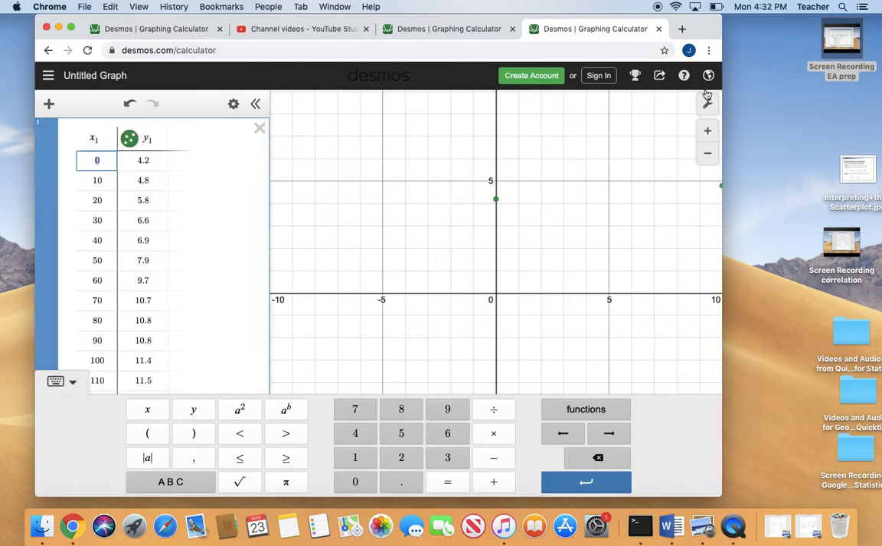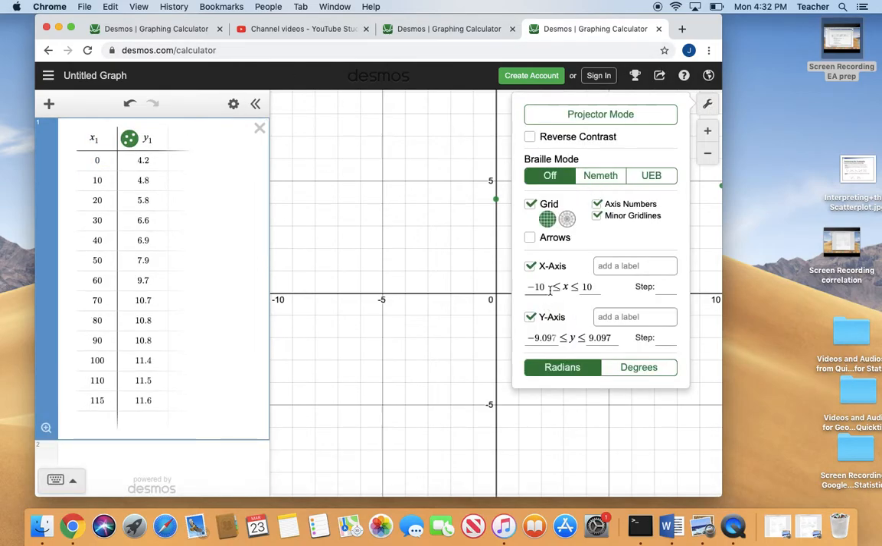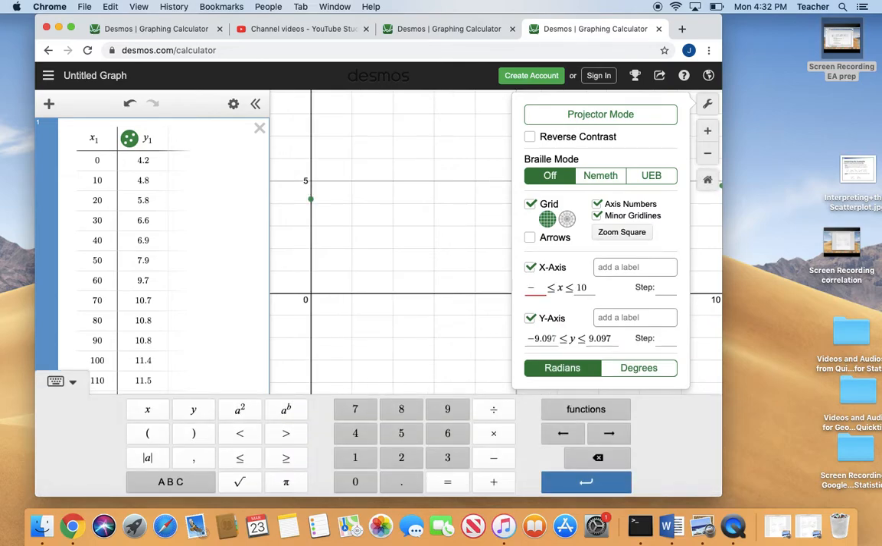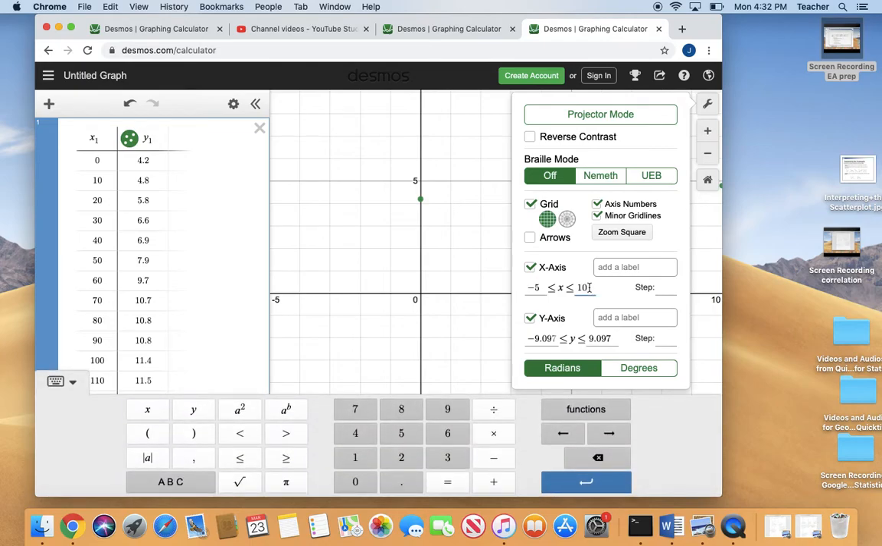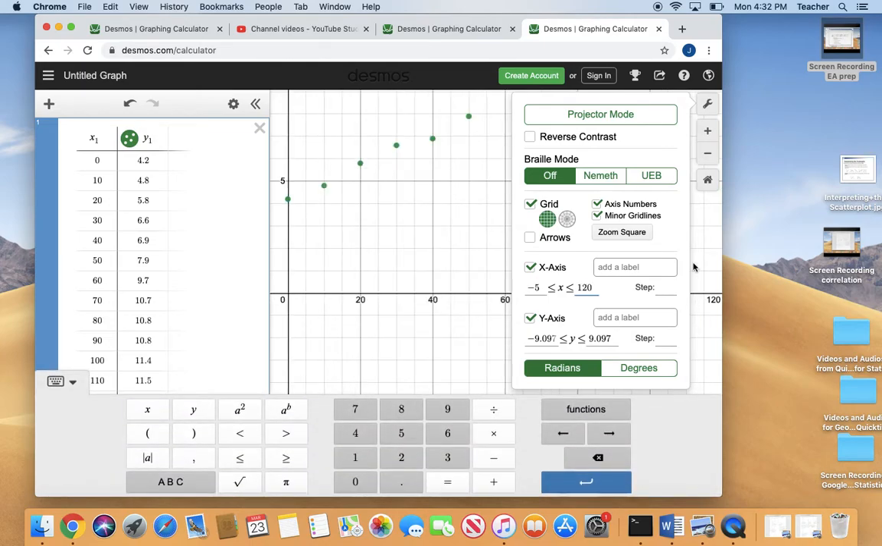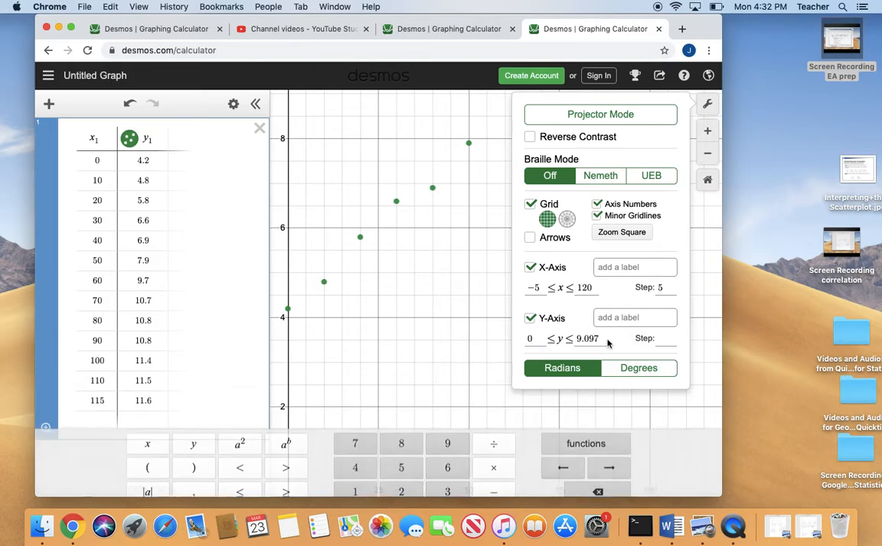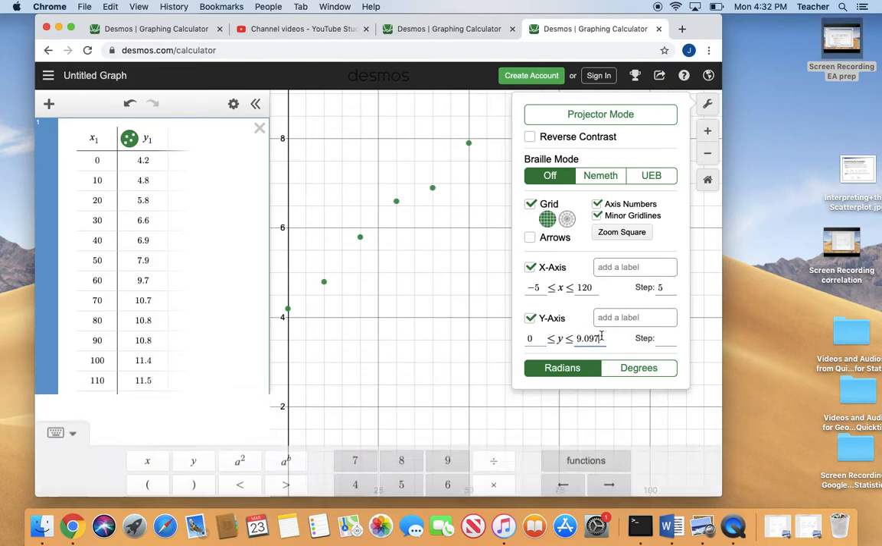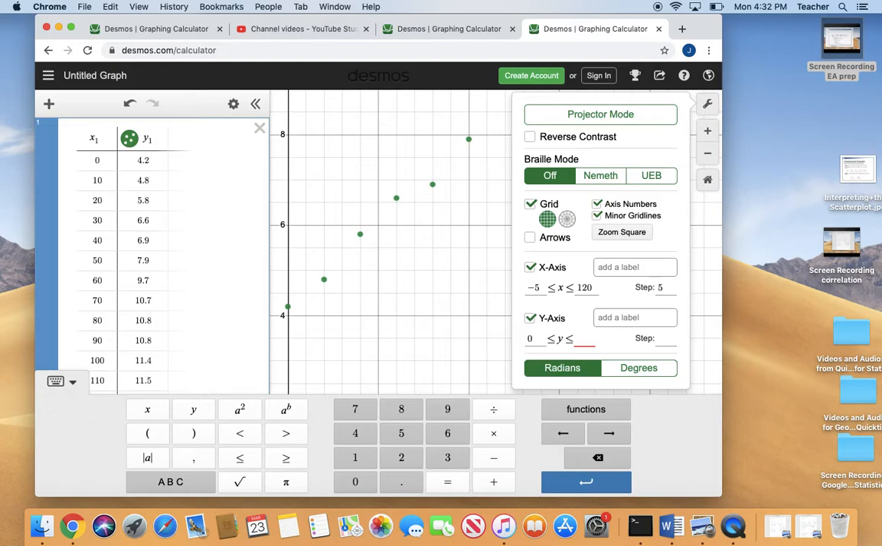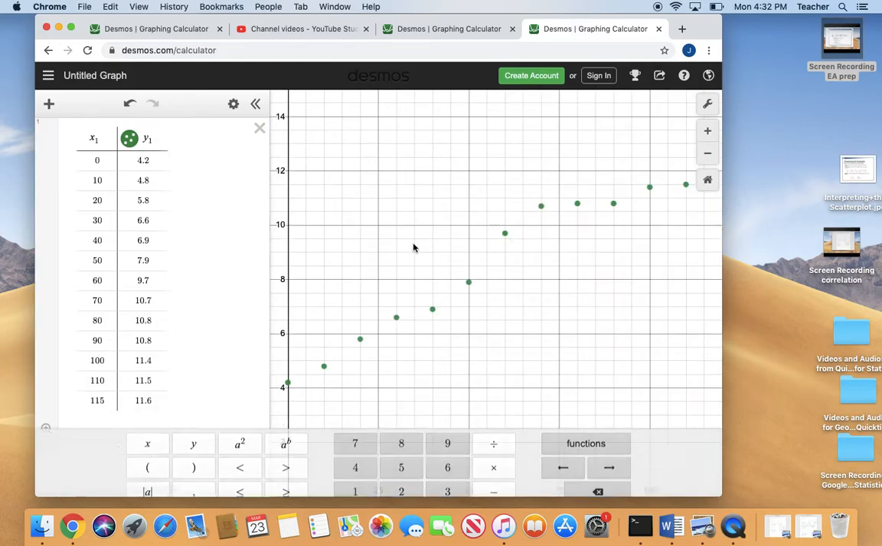So then I have to fix my window so we can see the scatter plot. I'll just go a little bit below to a little bit above my highest x value. Maybe I go by 5s. And then my y values look like they go from 4.2 to 11.6. So maybe I go from 0, a little bit below that, to about 15. All right, so I fixed my window.